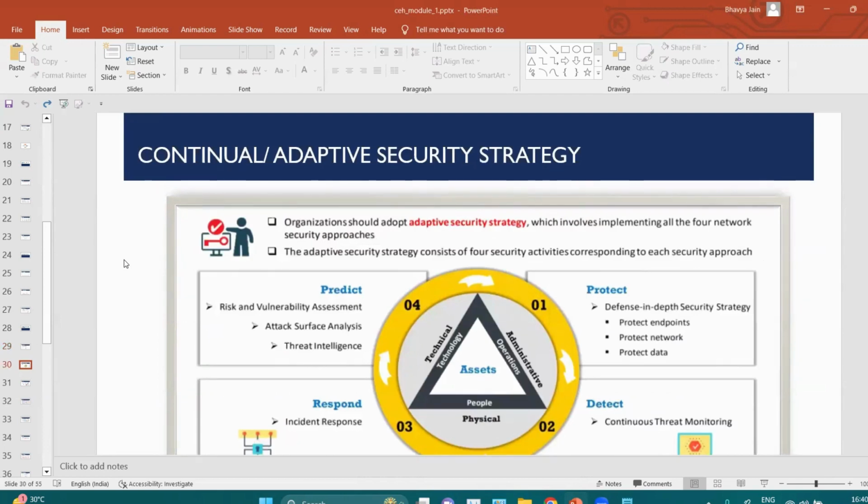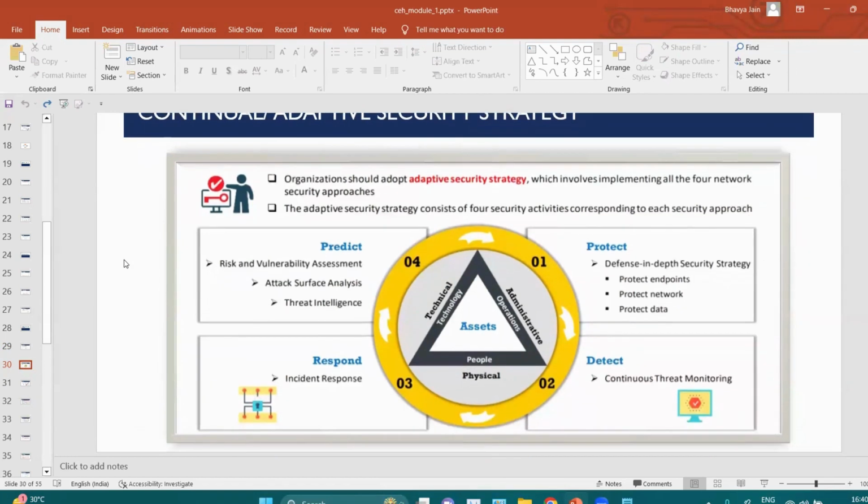Okay. Then we have continual adaptive security strategy. It is another strategy which we can discuss. Organizations should adopt this particular strategy, which involves implementing all four network security approaches. Here we have four approaches which we can implement. First, we have protect, we have detect, we have respond, and then we have predict. So it is also in a cycle.